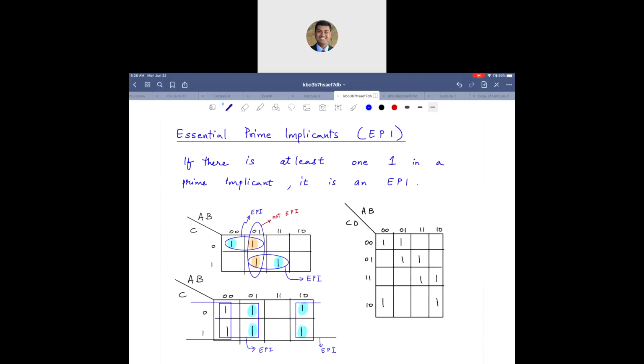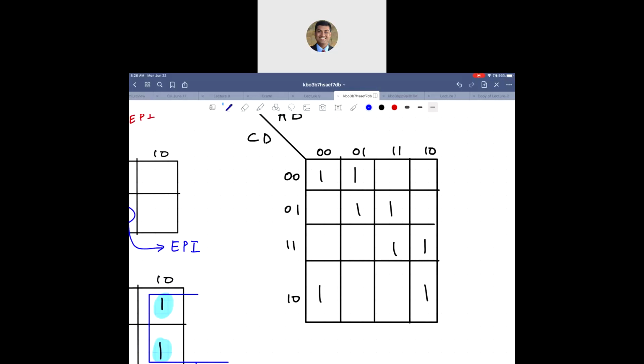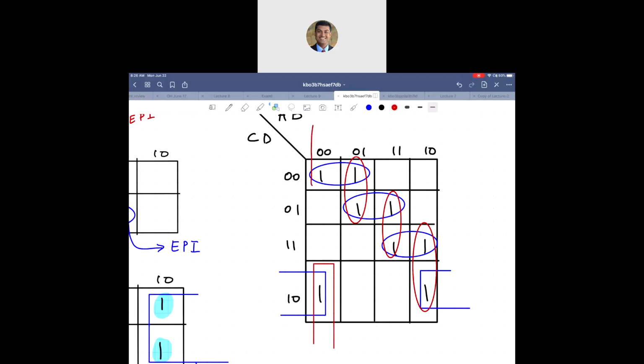All right, now let's talk about this. In the examples earlier, we said there are 4 horizontal prime implicants. So 1, 2, 3, and 4. And then we said there are 4 vertical prime implicants as well. Now the question is, and I will leave this to you guys, are there any essential prime implicants in this case?